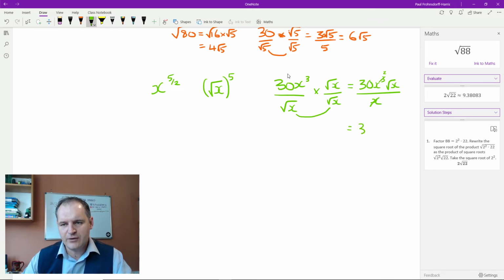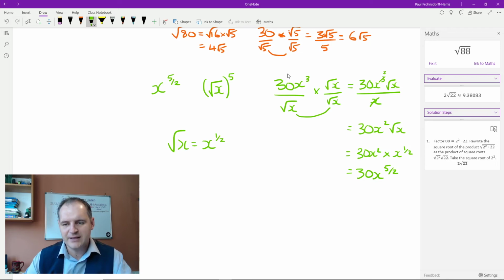So let's write that down: 30x squared root x. But we don't want to have x squared and root x. So we want to have 30x squared, and remember that this root x is the same as x to the power of a half. Therefore, we've got x squared and x to the half. If you add 2 to a half, you get 2.5, or 5 over 2. So I'm going to rewrite this as 30x to the 5 over 2, referring me back to what I had when we started talking about it.